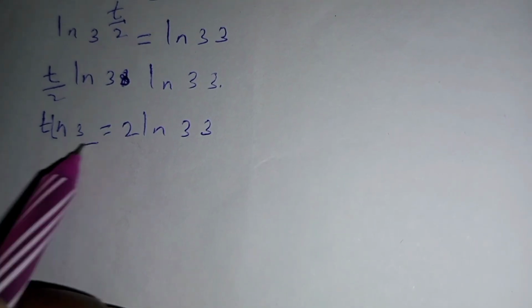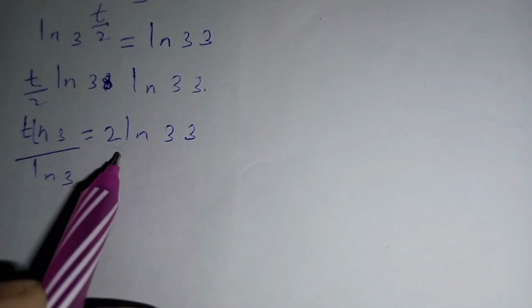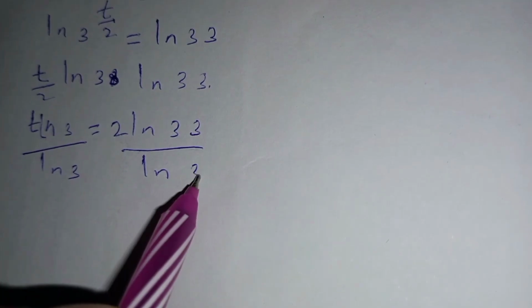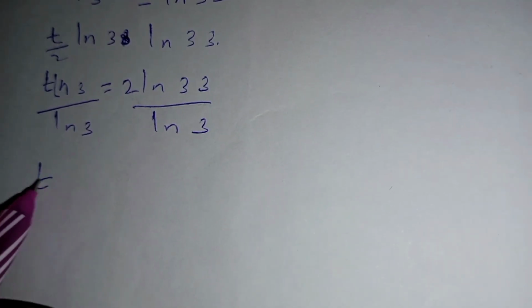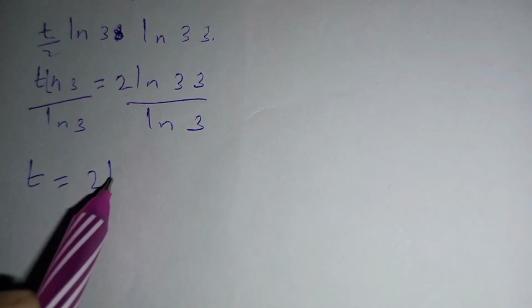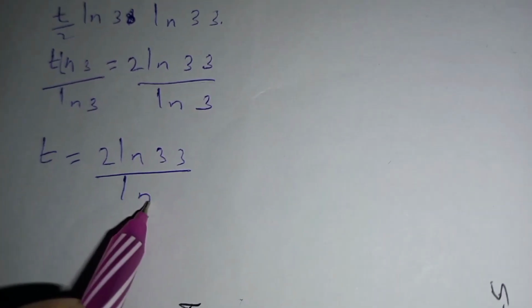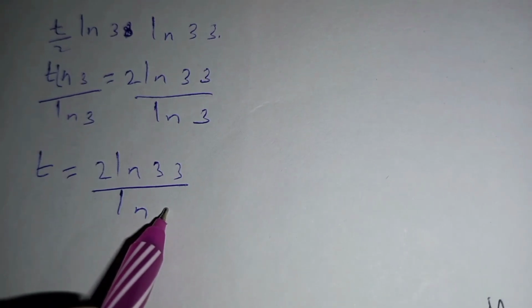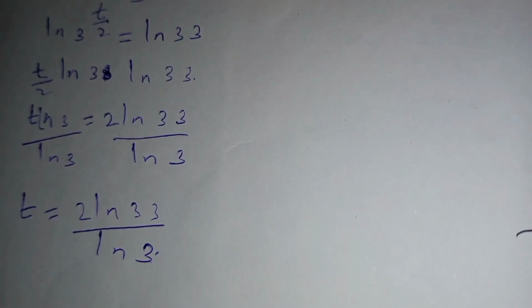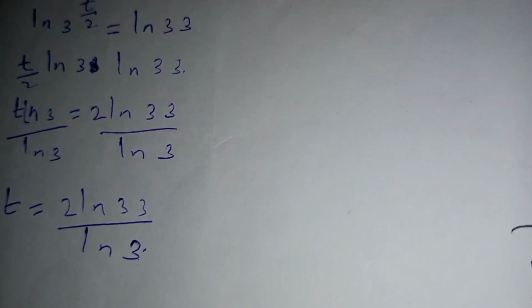So we divide by ln of 3 both sides. So t is equal to 2 ln of 33 divided by ln of 3. So that is one of the values of t.